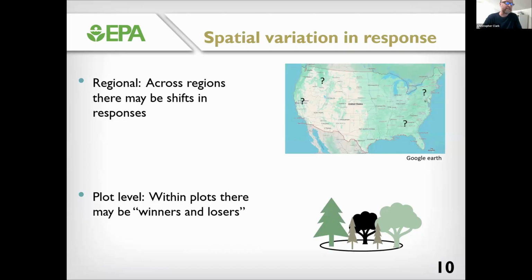So we're interested in lots of different questions to address with these curves. One is spatial variation in the response. And that spatial variation can occur at different scales. It can occur at these large regional scales, like is the Northeast responding differently than the Southeast? It can respond at very fine scales, like are all the trees in a plot responding similarly to local conditions? Or are there increasers and decreasers, or winners and losers, even at a very fine spatial scale?